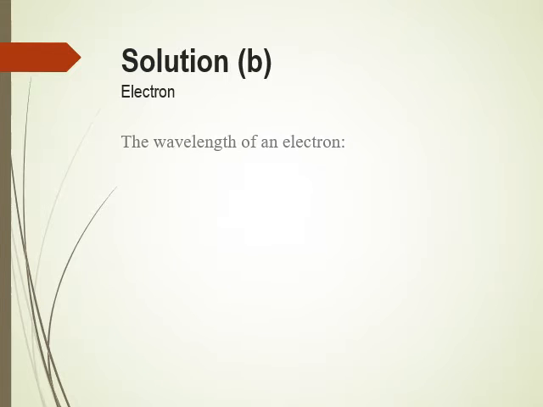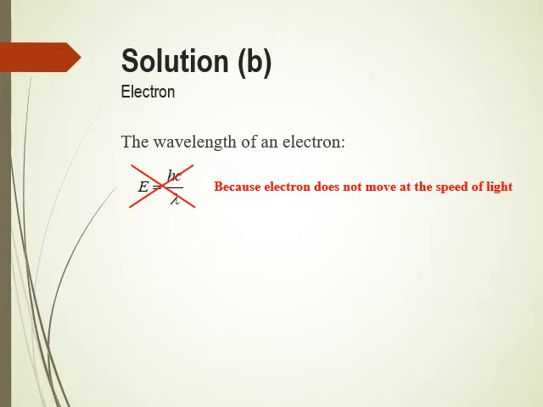Question B is asking for the wavelength of an electron. Now, can we still use the equation E equals hc over lambda to determine the wavelength? The answer is no. Why? That is because an electron does not move at the speed of light. And in the equation E equals hc over lambda, we substitute c equals 3 times 10 to the power of 8, which is the speed of light. Therefore, this equation cannot be used to determine the wavelength.